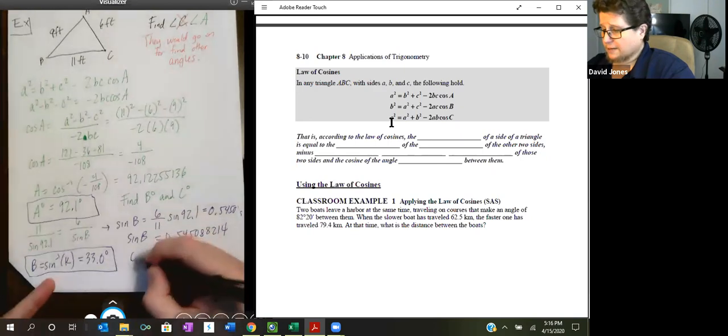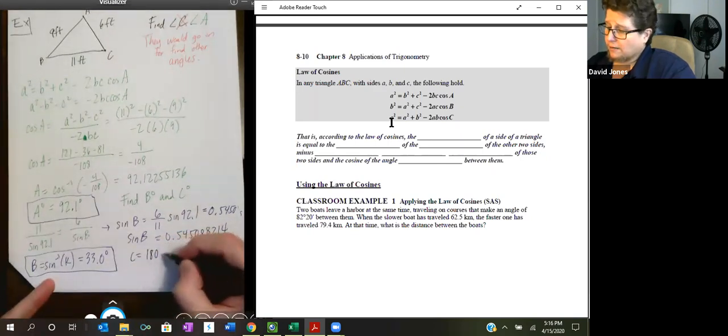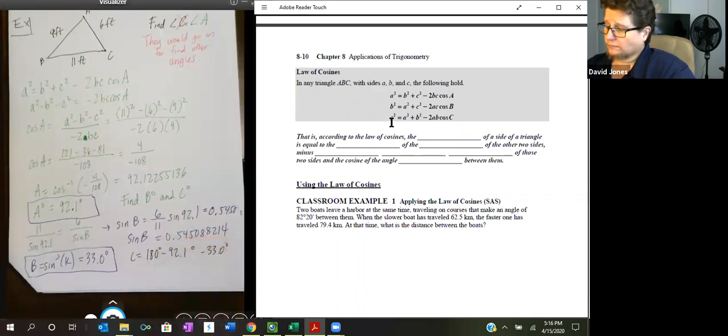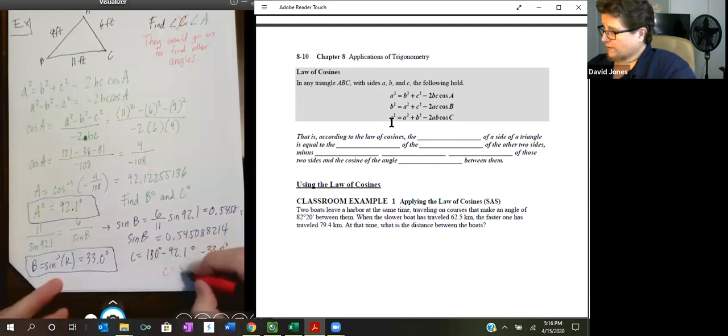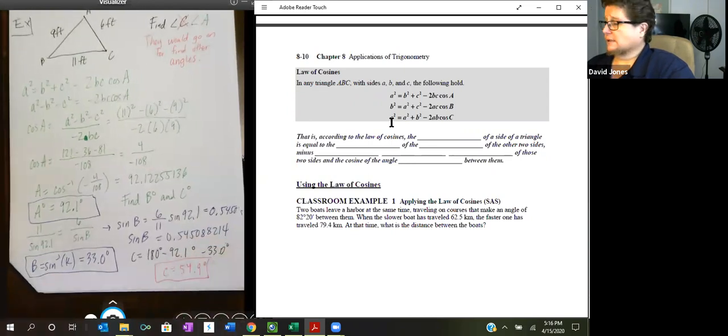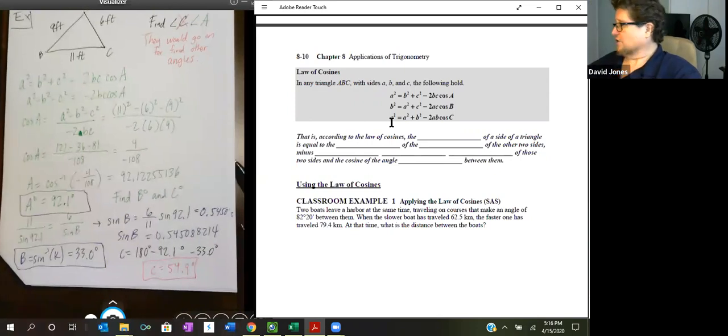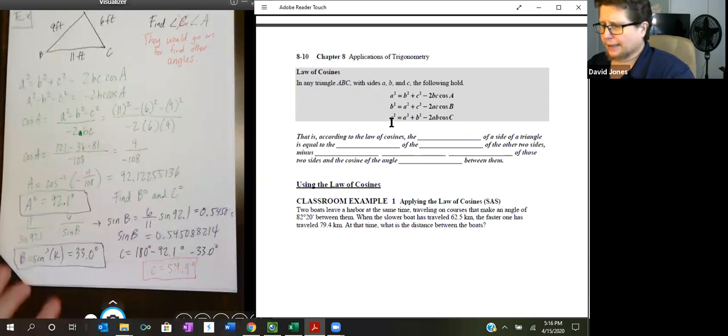And C is going to be 180 minus 92.1 minus 33.9 degrees. Voila. So there's another example of law of cosines. This is an application.